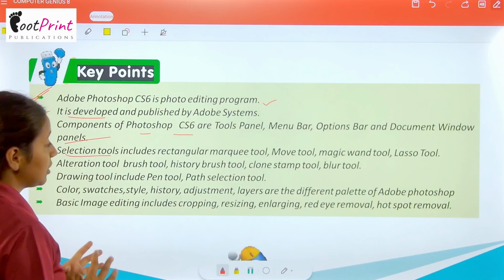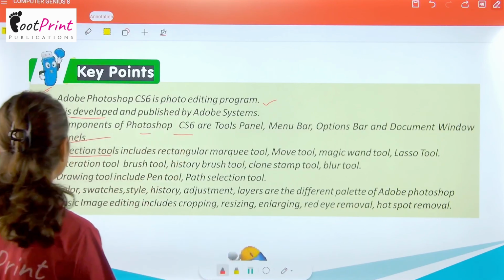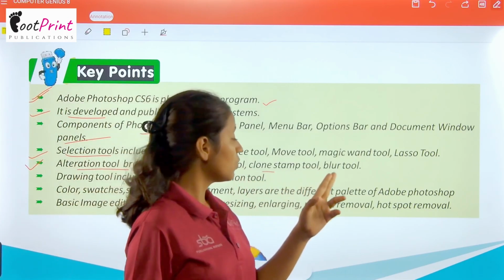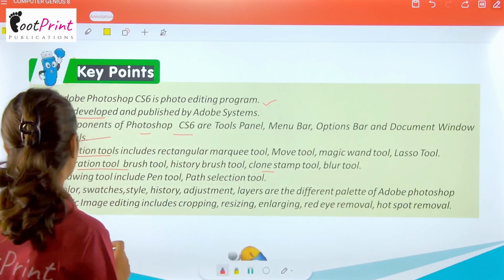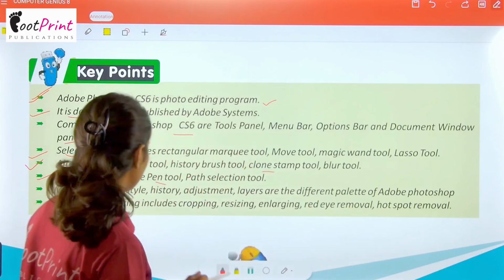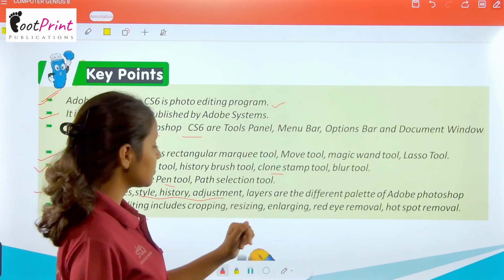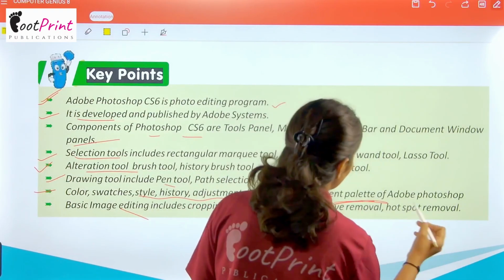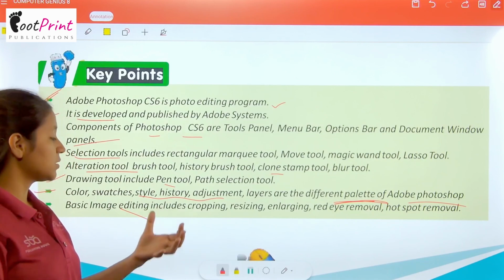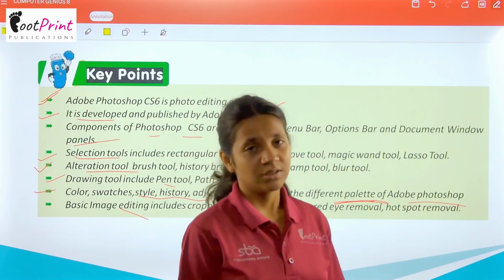Now selection tools include the Rectangular Marquee Tool, Move Tool, Magic Wand Tool, Lasso Tool, Alteration Tool, Brush Tool, History Brush Tool, Clone Stamp Tool and Blur Tool. Then drawing tools include the Pen Tool and Path Selection Tool. Now color swatches, style, history, and adjustment layers are the different palettes of Adobe Photoshop. Basic image editing, which is very important, includes cropping, resizing, enlarging, red eye removal, and hotspot removal.